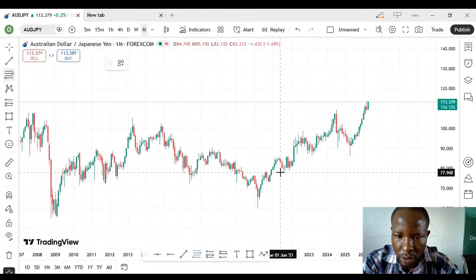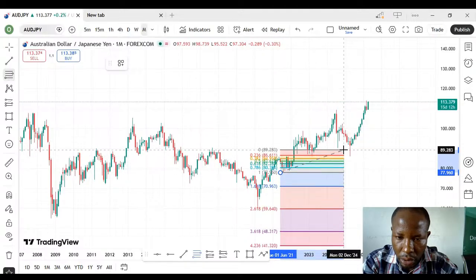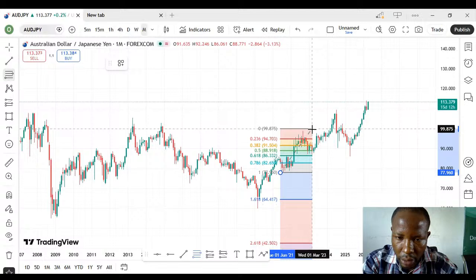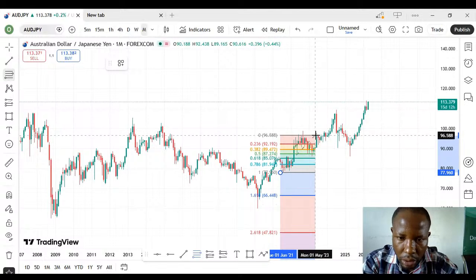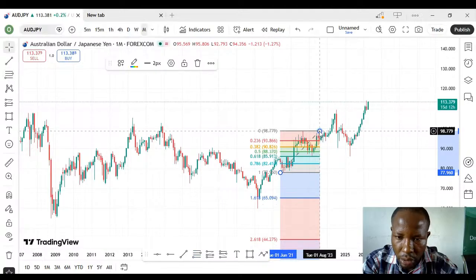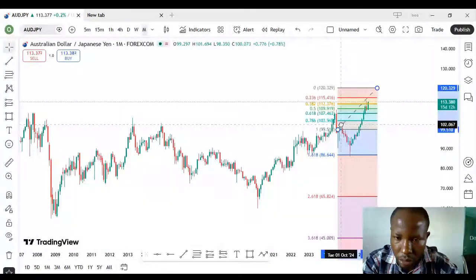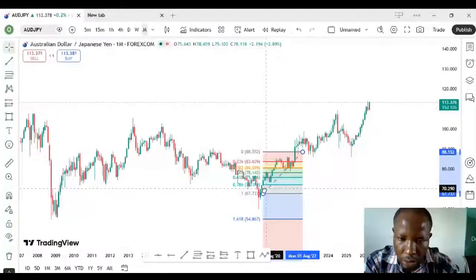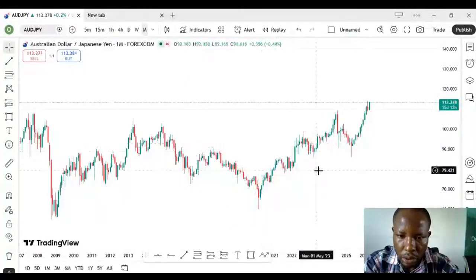Let's see the extent of this high. So here, okay. Then we can move the Fibonacci to the next zone. Let's not use Fibonacci to mark this.